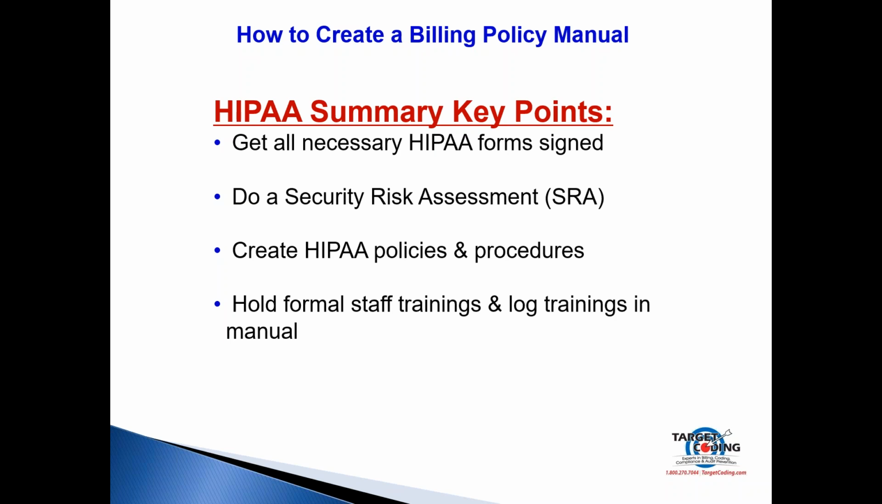You think, when the police give out tickets for speeding and going through red lights and stop signs, that's income. They want income. So fining you for HIPAA violations or billing violations is a way for them to make money. So with HIPAA, just get all your forms signed, do a security risk analysis, also create policies and procedures, have formal staff trainings, and log them into your manuals.